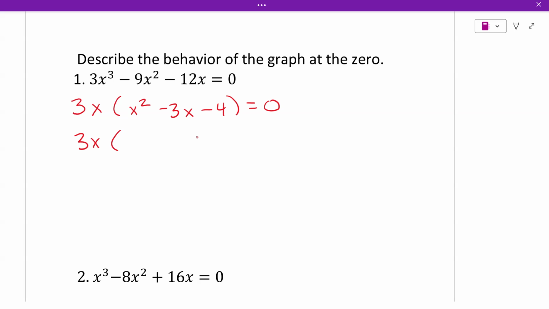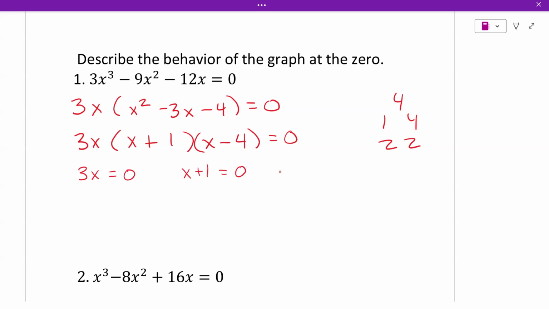How does this factor? X squared splits into x and x. Signs are opposite, positive, negative. Factors of 4 are 1 and 4, or 2 and 2. Which of these work? Plus 1, minus 4. Adds up to negative 3, multiplies to negative 4. So, you set all three of these equal to 0. You set the 3x equal to 0, x plus 1 equal to 0, x minus 4 equal to 0. Set all parts equal to 0 separately.